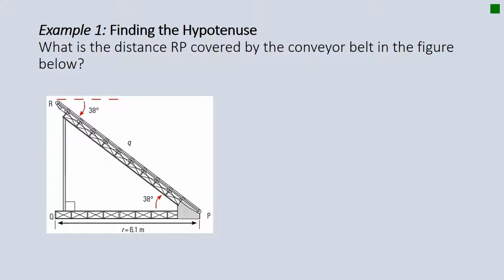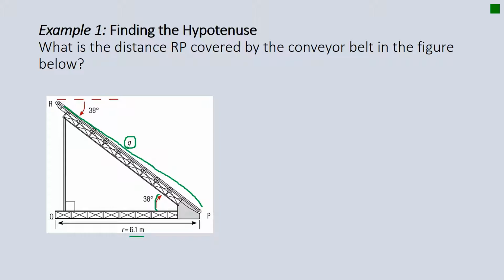Okay, so let's do an example here. So what's the distance RP? So RP is just right here, so that's Q. That's what we're looking for. And it gives us an angle of 38 here, and we have 6.1.